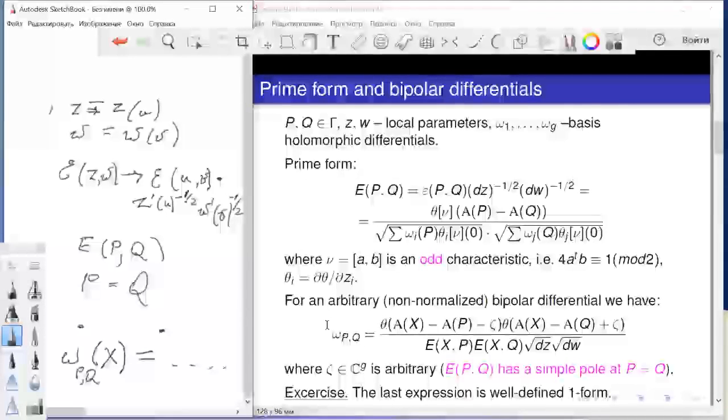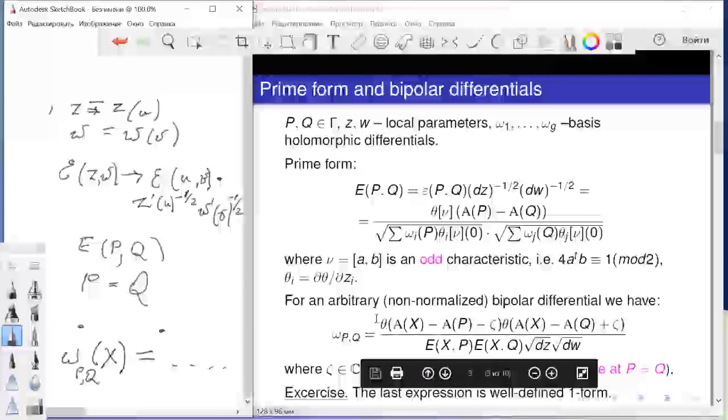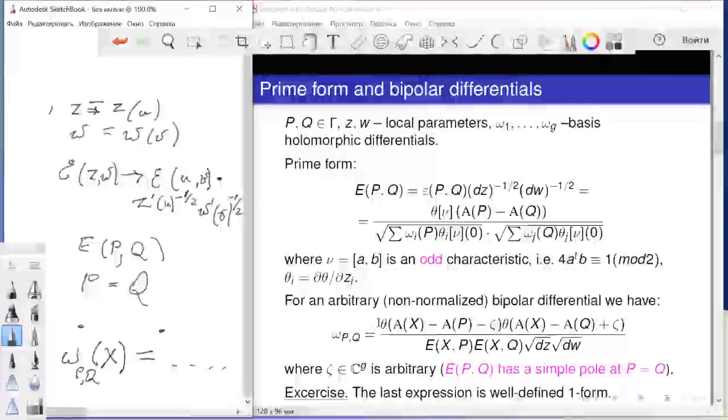It does not depend on characteristic, and here, moreover, in this formula for omega pq, we take just the Riemann theta function. I will not check everything here, but at least I will tell what we should check. We should check the following.